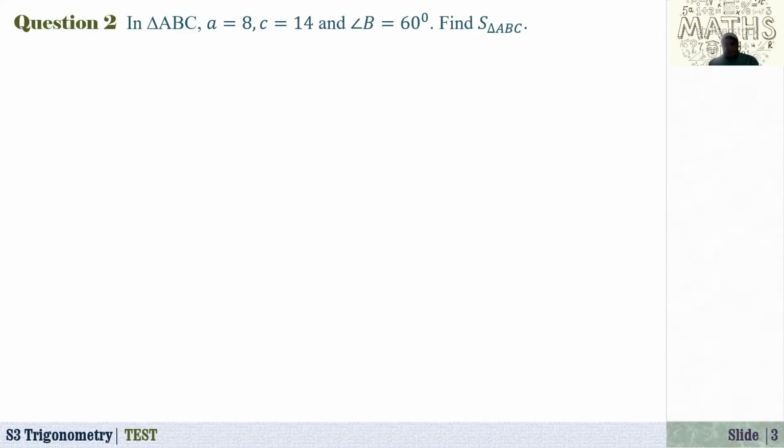Question 2. In triangle ABC, A equals 8, C equals 14, and B is equal to 60. Find the area of triangle ABC. So, solution.